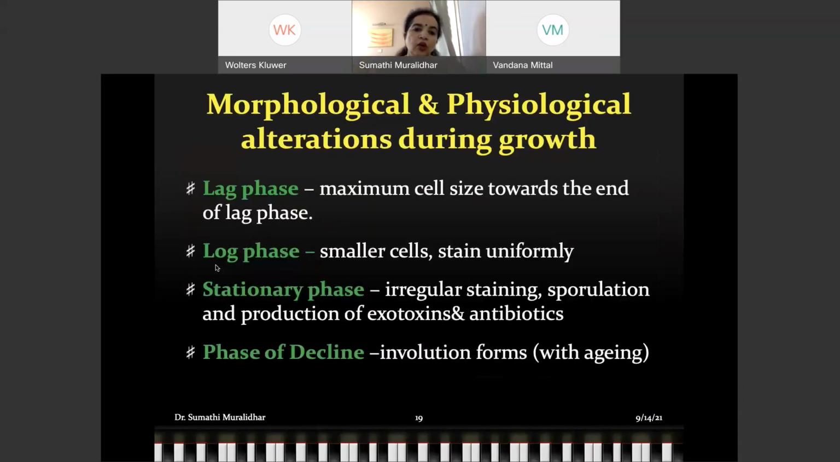Morphological and physiological alterations during the growth. So this is very important. This again may be asked in the exams. The lag phase is when the maximum cell size occurs towards the end of the lag phase.